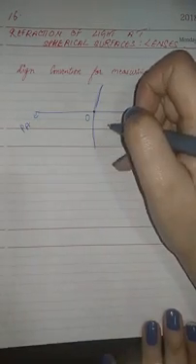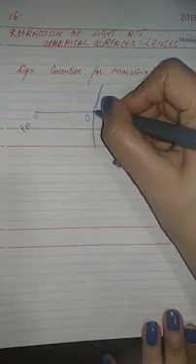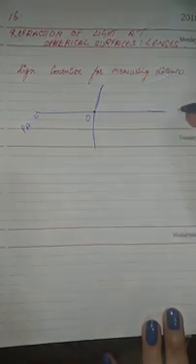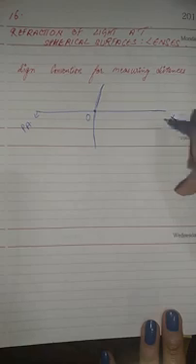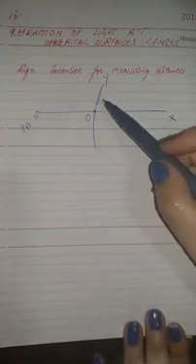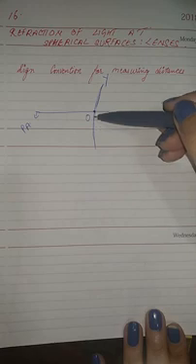The optical center of a lens is taken as the origin, and the principal axis of the lens as the x-axis. So this axis will be your x-axis. The line passing through the optical center and perpendicular to the principal axis is taken as the y-axis. So this axis is taken as the y-axis.